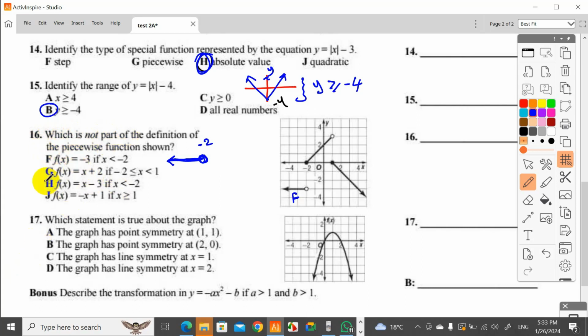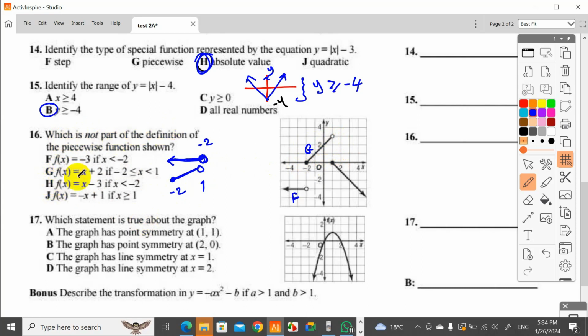Letter G, f of x equals x plus 2 if x is between -2 closed and 1 opened. I expect the graph for letter G to be something like this. A line with this slope, -2 closed and 1 opened. So letter G is here. It's found in the piecewise function, -2 closed, 1 opened. So letter G is part, and the question says which is not part.